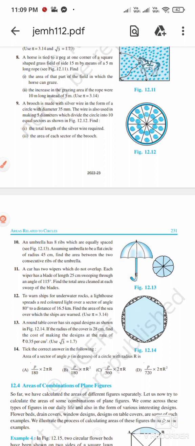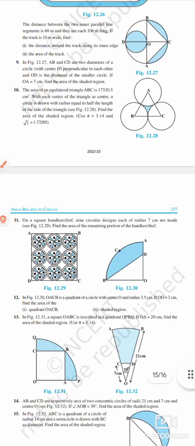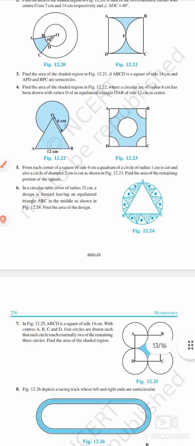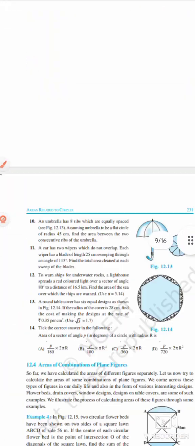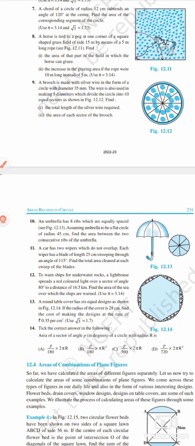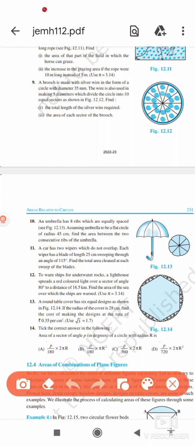A brush is made with silver wire in the form of a circle with diameter 35 mm. The wire is also used in making 5 diameters which divide the circle into 10 equal sectors, as shown here. Find the total length of the silver wire required.